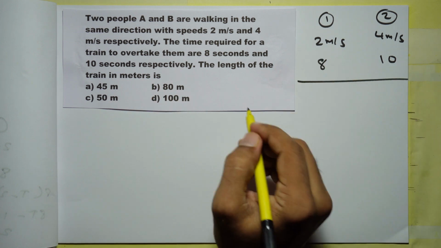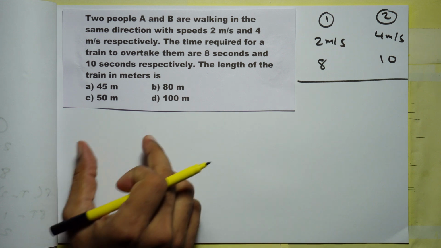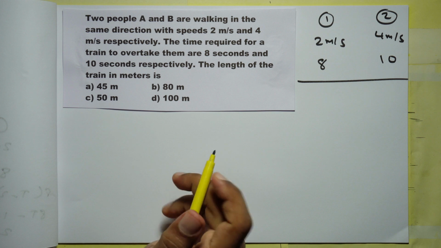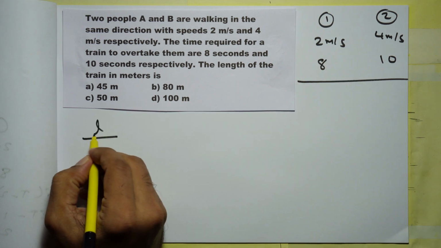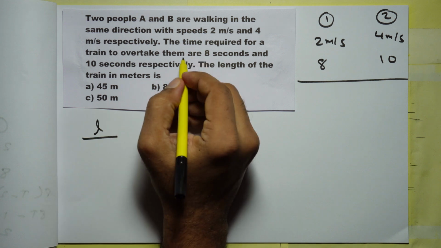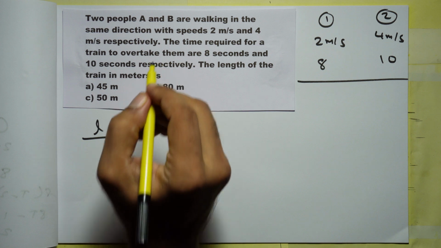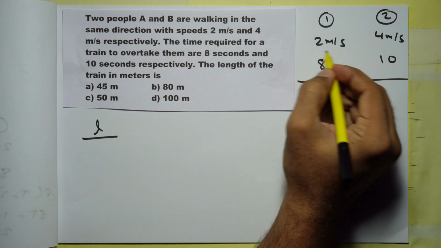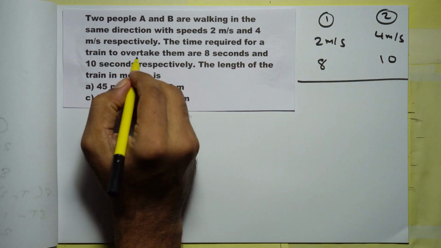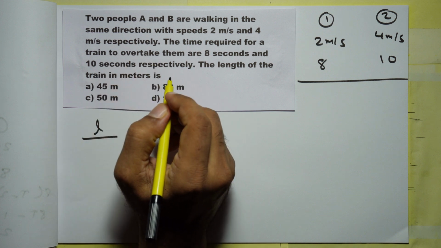Now to overtake a person, the train has to move its own body length. Its own body length should be ahead of that person. So distance to be moved is its own body length. We'll just take it as L. That is length of the train. Here it is said the train needs to overtake them. Now overtake means they are both moving in the same direction. So the train and the two people, they are all moving in the same direction. That is why it is said overtake. Overtaking happens when they are all moving in the same direction.